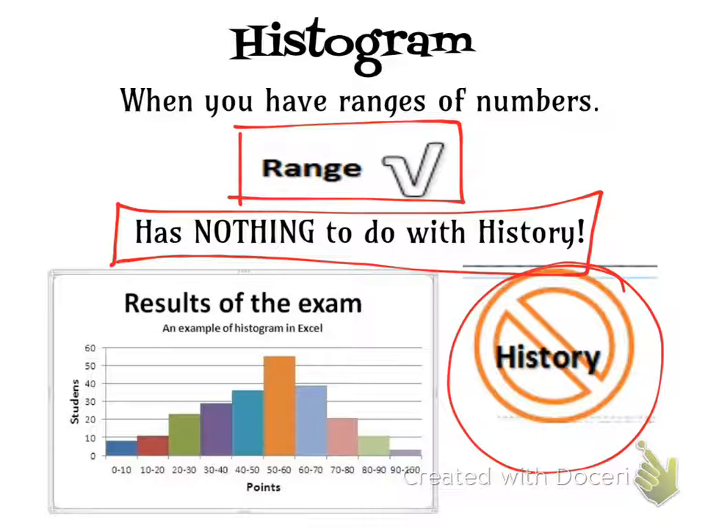For instance, this little one that I have here on the board has to do with the results of an exam. So we have students, we have the number of points that they got on the exam, and you see there's not one bar for each number of points. Instead, it's how many people got between 0 and 10 points, how many people got between 30 and 40. So which number of points did approximately 20 people get?